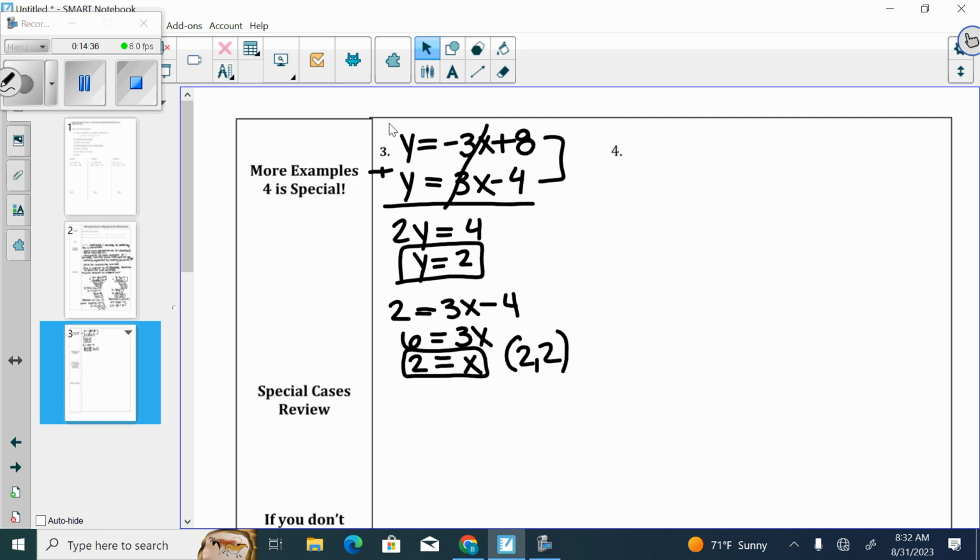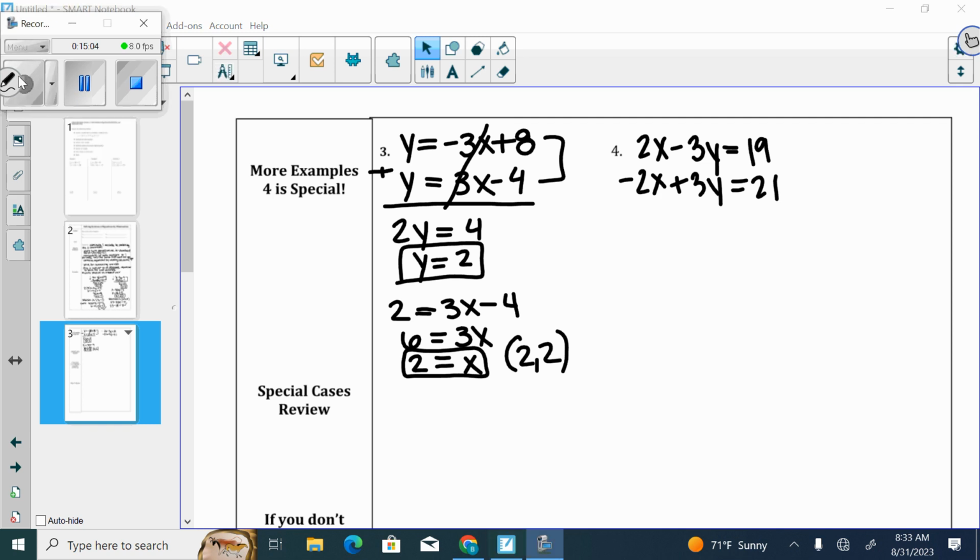Okay, I want you guys to give number 4 a try. I'm going to write the equations up here for you and then give you a second to work it out. And then we're going to check our answer together. So we have 2x minus 3y is equal to 19. And then we have negative 2x plus 3y equals 21. Okay, so I'll give you a second to look at that.